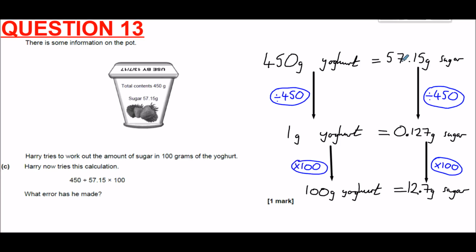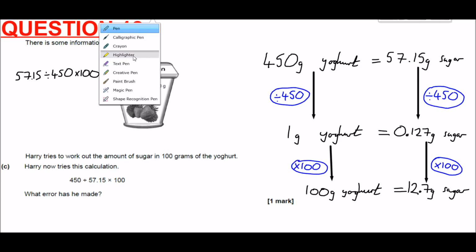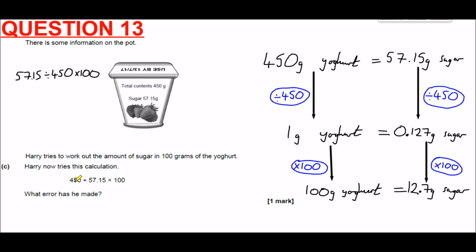And so if we compare what we've done here, we took 57.15 divided by 450 and then multiplied by 100. So if we compare what we've done, which is the correct method, to what Harry's done, we can see the error, and it's at the beginning bit. Instead of doing 450 divided by 57.15, he should have done 57.15 divided by 450. So he's got these two numbers the wrong way around.